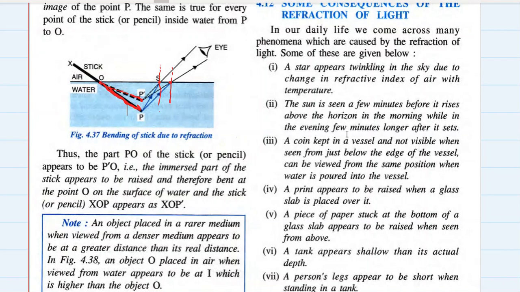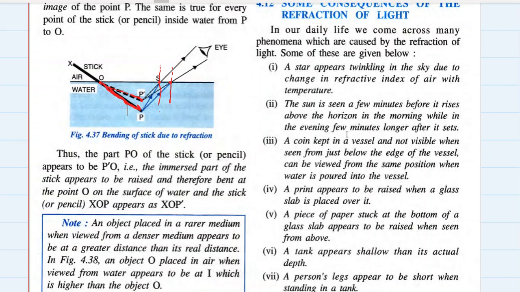So a ray of light coming from a star passes through all these different layers of atmosphere which have different temperatures, and because of that, different refractive indices. And this ray of light coming from the distant star continuously bends from one place to another, from the other place back to the first, and that's why when you see a star, it appears twinkling.